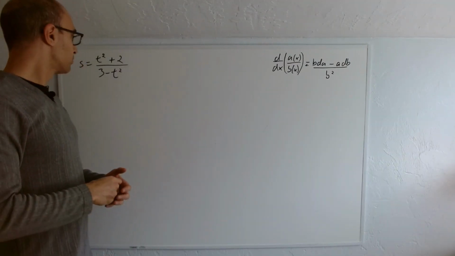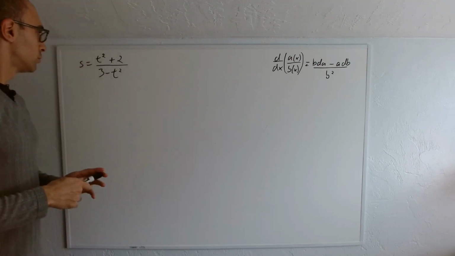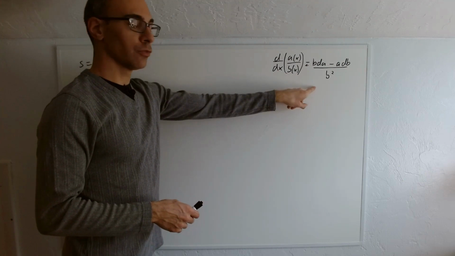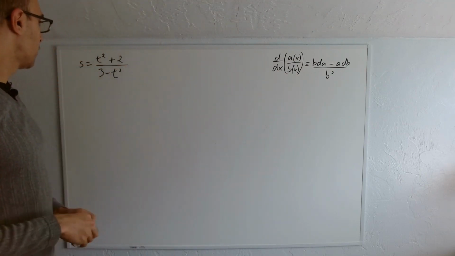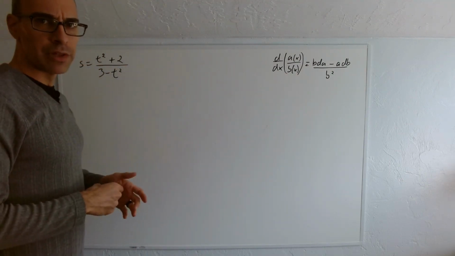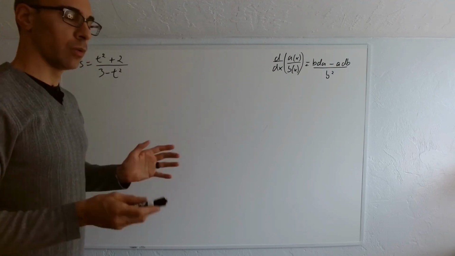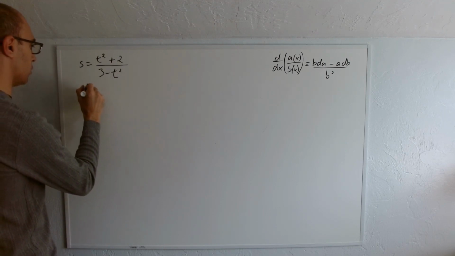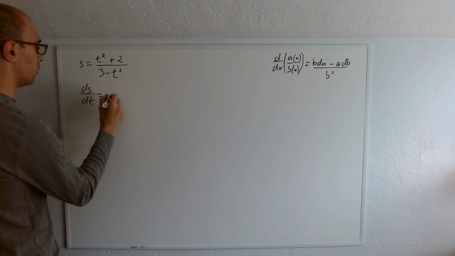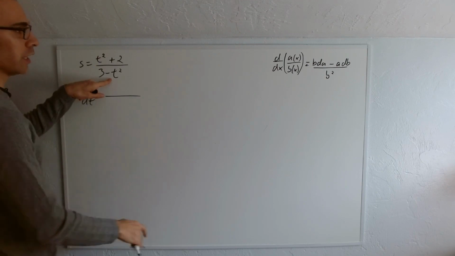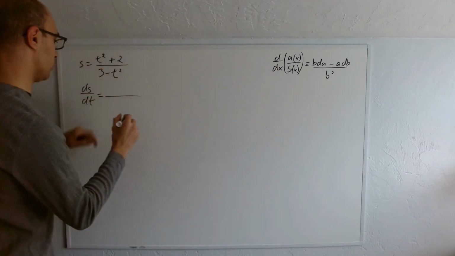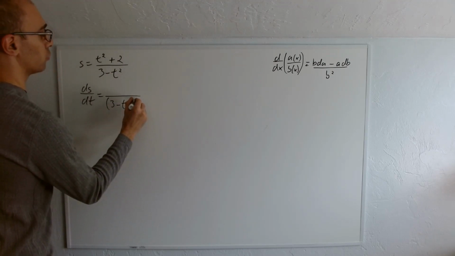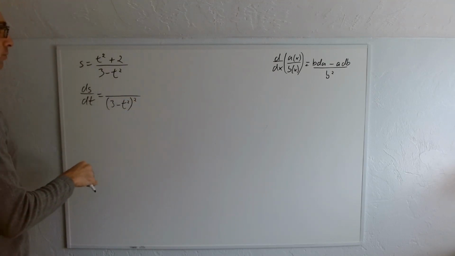Okay, next problem. We have quotient rule, and here's the formula that we follow for quotient rule, just to remind us of what order we do everything in. I'm not going to show both methods. I'm not going to show the natural logarithm method because I don't want this video to go too long. So let's go ahead and start with ds/dt. First off, we're going to have whatever is in the denominator squared. So we're going to have 3 minus t squared downstairs.